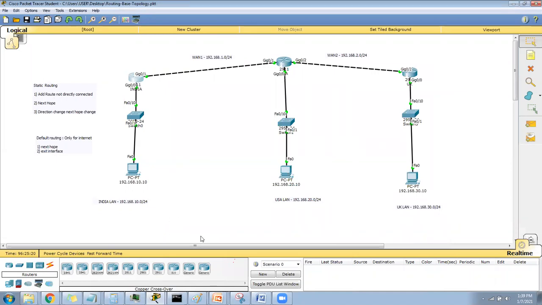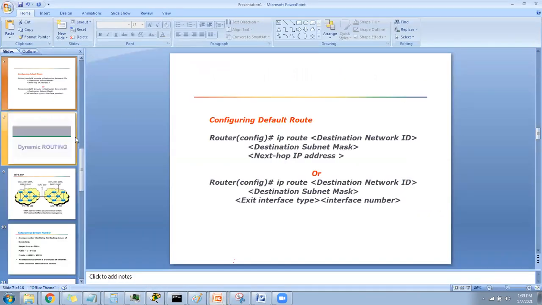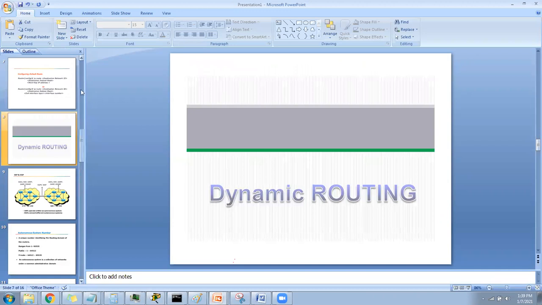Any doubts here? In organizations, which one is used, default or static? Wait, wait. Now we just have two steps. Let's move to the third step, then I will answer your question. Okay, because default has more threats too.